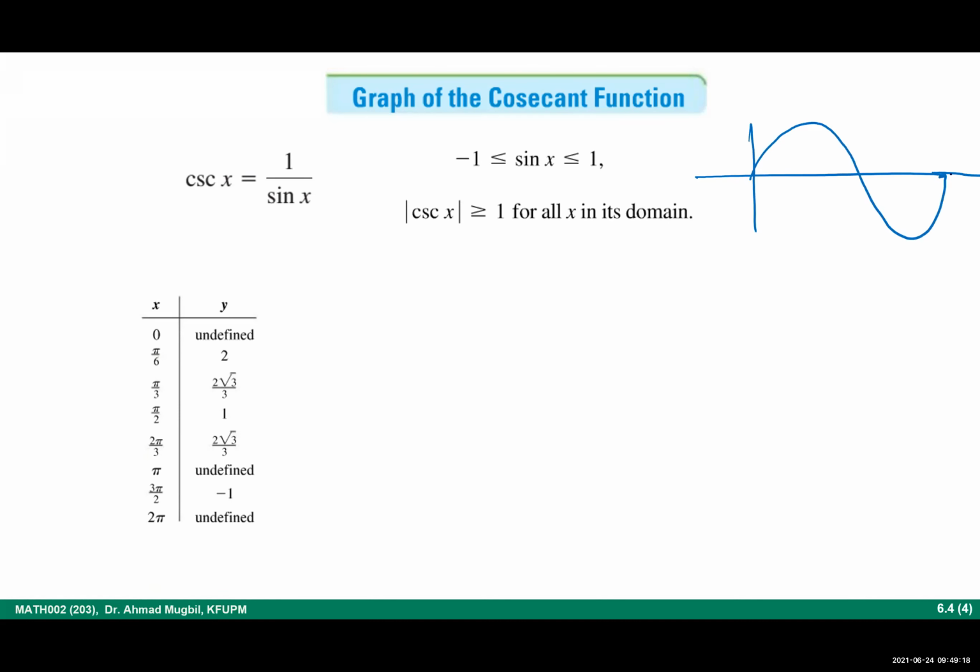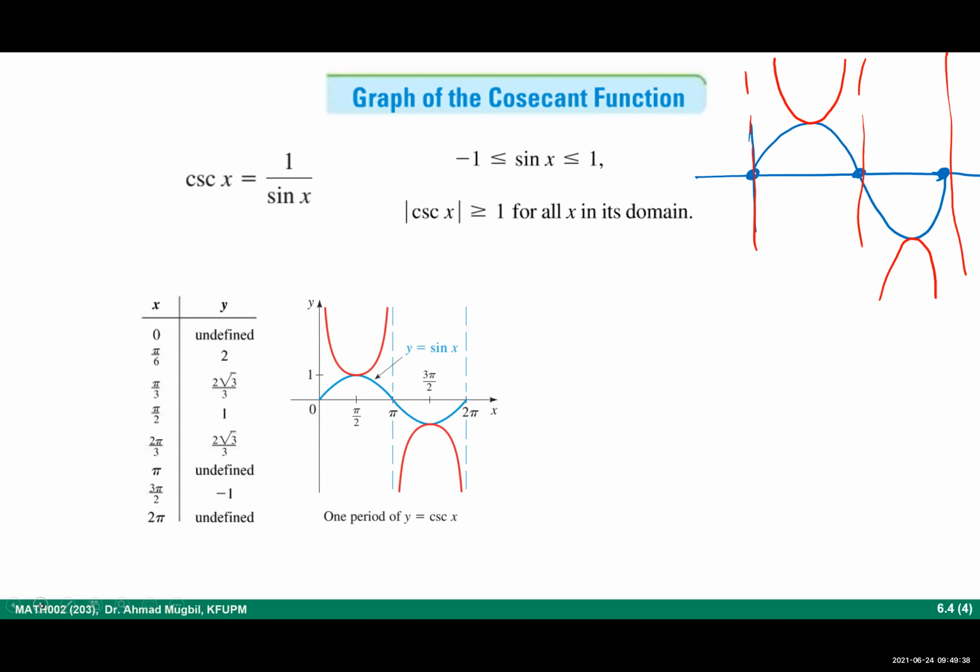Now here, at each x-intercept, you will have a vertical asymptote. So here, we will have a vertical asymptote. This is a vertical asymptote, a vertical asymptote. At each top, we will have a cup. At each bottom, we will have a cup. And here we are. This is what we have. This is the graph of cosecant.